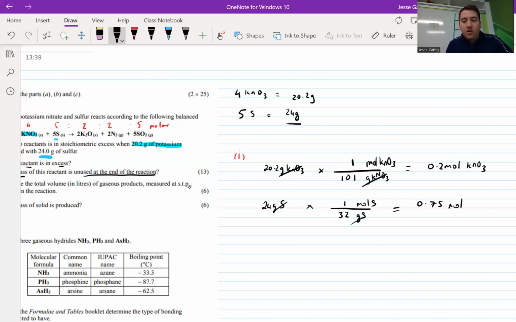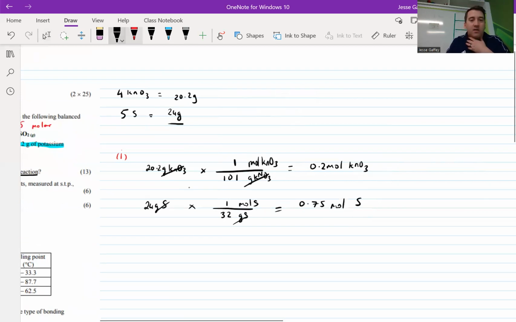Okay, so that is how much we had at the start when we weighed out these grams. But is that the final answer? Just because this number is more, does that mean that it's in excess? We're not sure yet, because this is the ratio that they react in, 4 KNO3 to 5 S. So at this stage, we have to think about those ratios and find out, if we had this many moles of that, how much of the other one would I need to react with?